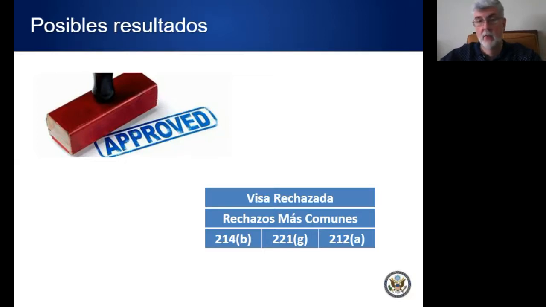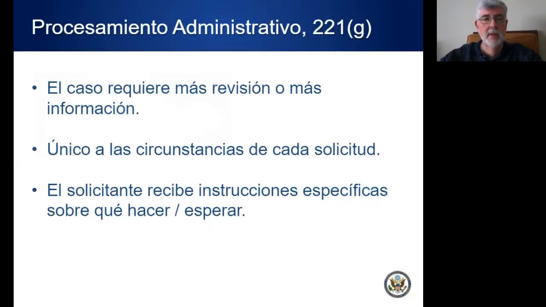and bring the I-20. A 221G simply means we need additional information, or we need to do some additional checks and processing on our side. But again, most people's visa applications for student visas are approved.